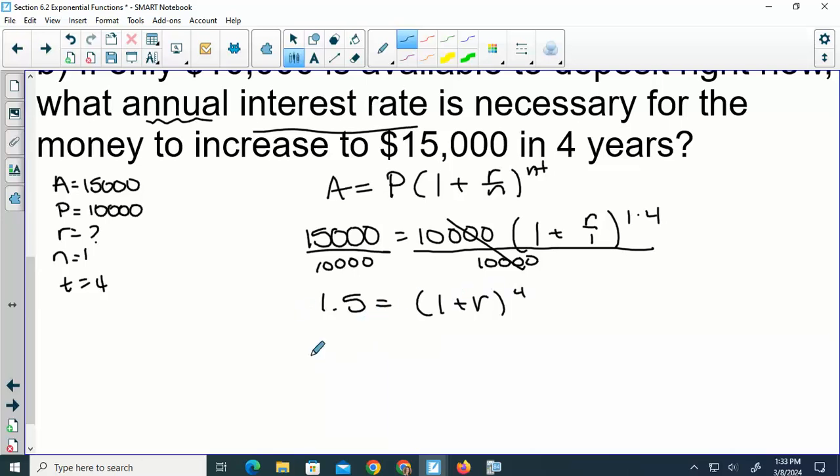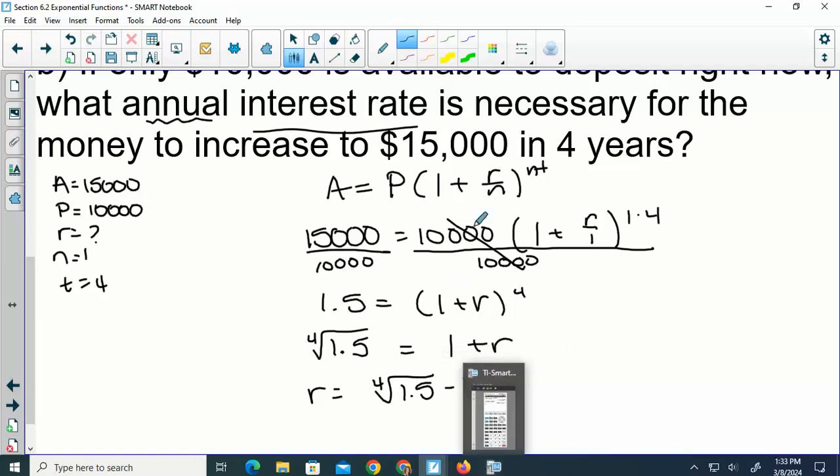We need to get rid of the 4th power, so we take a 4th root. Typically with an even root, we would need a plus or minus, but we don't here because an interest rate can't be negative. And then we would subtract our 1. So it's the 4th root of 1.5 minus 1. And we do want to keep a few more decimal places when we do this.